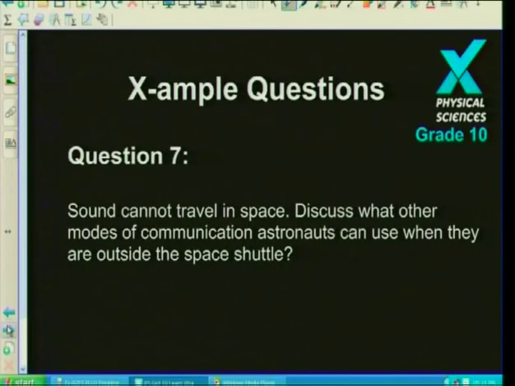Okay, another question. Sound cannot travel in space. We know this. Discuss what other modes of communication astronauts can use when they are outside the space shuttle. So now we go, darn, we can't use sound. That means we can't look at each other. Even if we're right next to each other, we can't have a conversation.